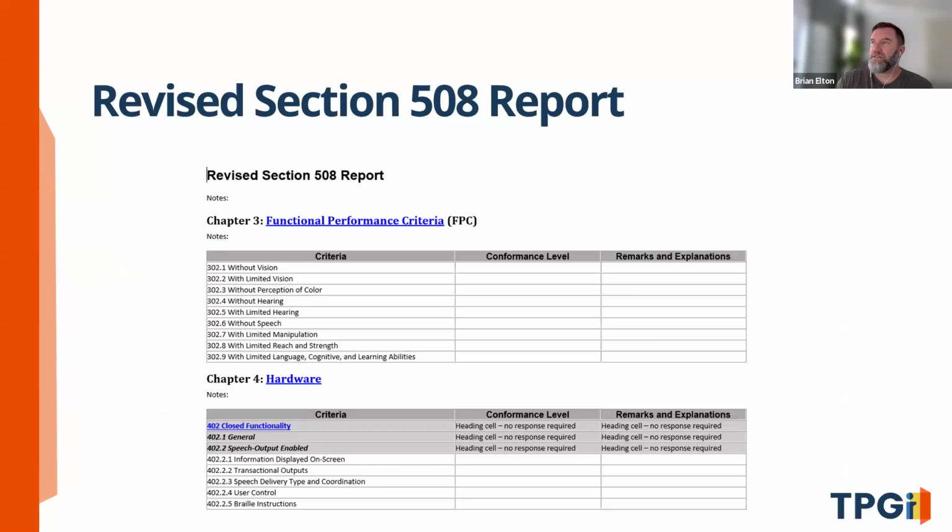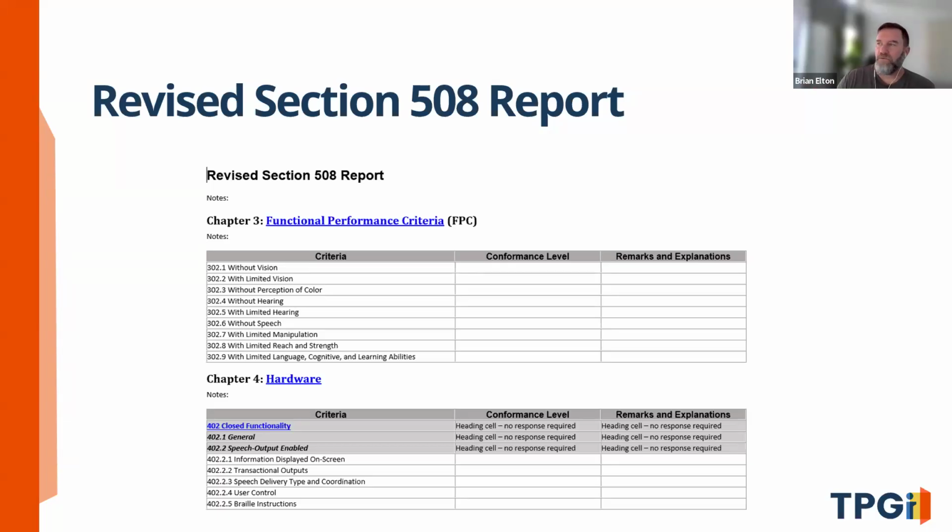The third section is the revised Section 508 report. And this is a table that's broken down into functional based criteria. Some things are generalized and others are more specific. So we've got things like the ability to reach forward in hardware, or we've got alternative user devices and interfaces in software. So we've got functional performance criteria, we have hardware, and we have software, and lots of different bits and pieces to that.